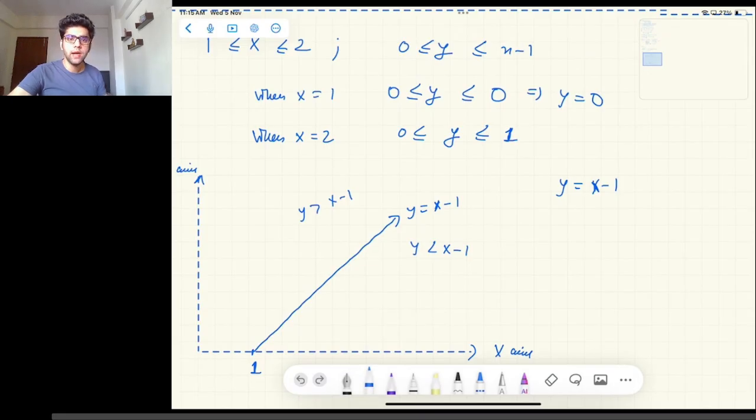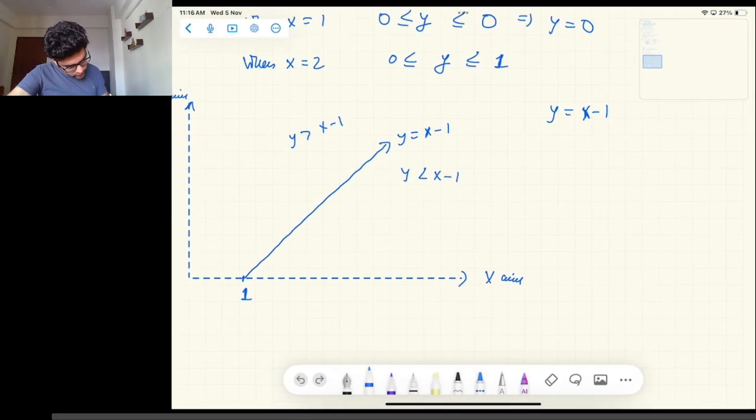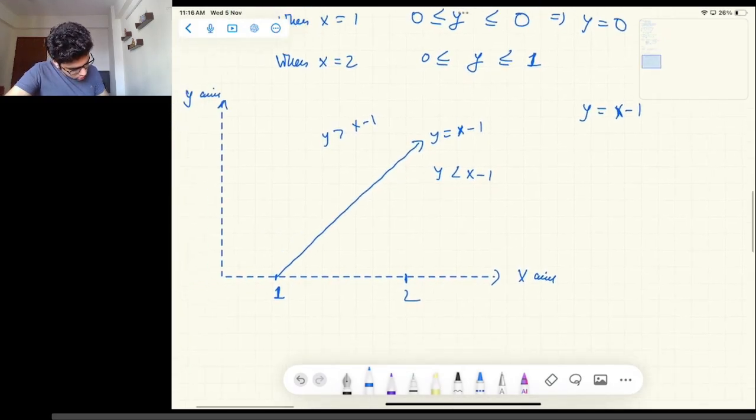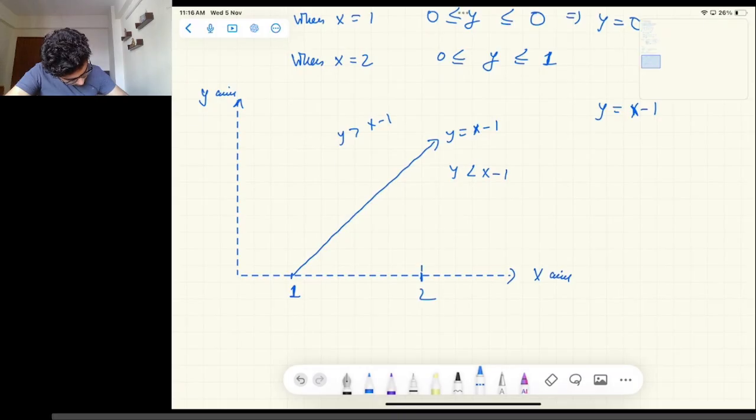And now we are also given that x lies between 1 and 2. So when x is equal to 2, my y will come out to be, if I draw a line from x is equal to 2, this point, this is the equality point. When I insert 2 here, 2 minus 1 will give me 1. So y is 1 here.